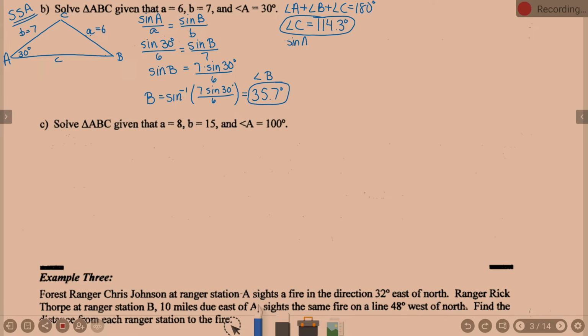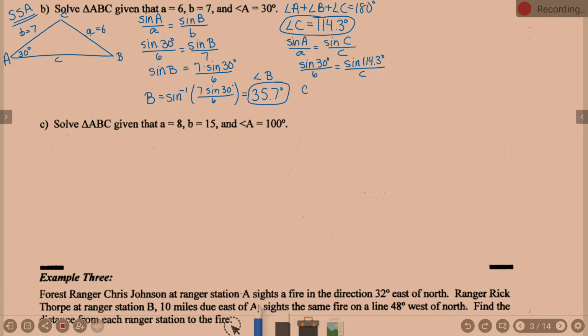So I'm going to use sine of A over A is equal to sine of C over C. So sine of 30 degrees over 6 is equal to sine of 114.3 degrees over C. Cross products, right? And solve. So if I do my cross products, C times sine of 30 degrees equals 6 times sine of 114.3 degrees.